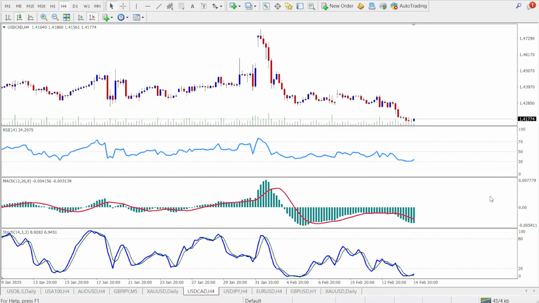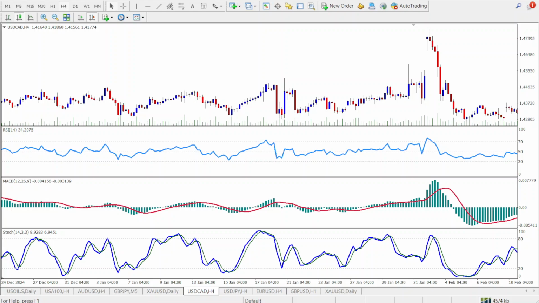Now, when price reaches extreme levels, it often signals a potential reversal. These indicators help traders determine whether an asset is overbought or oversold while measuring strength and momentum of price movements. That is the reason why these indicators are essential for traders who want to time their entries and exits with precision. Now let's just break down these indicators one by one.